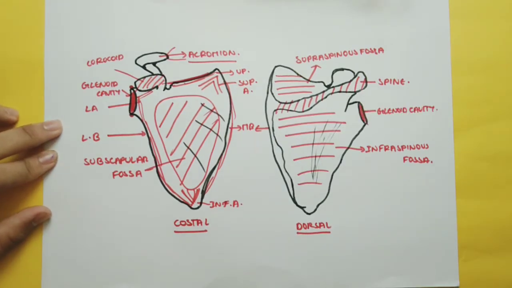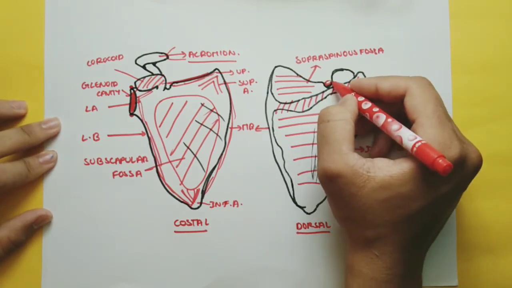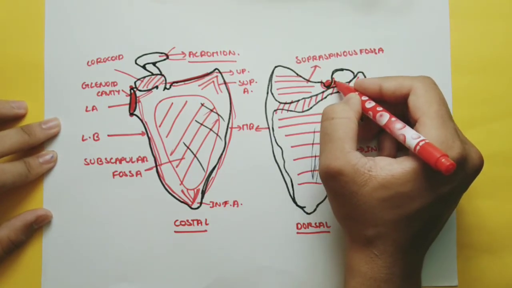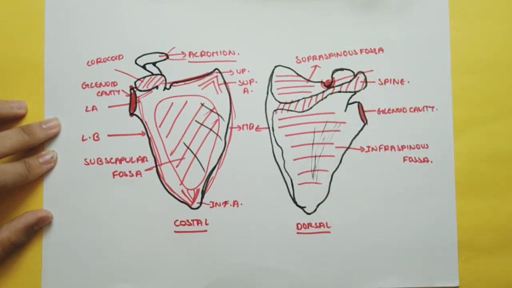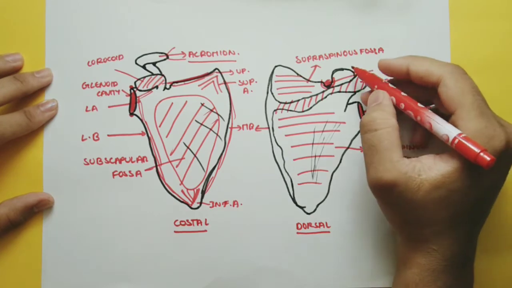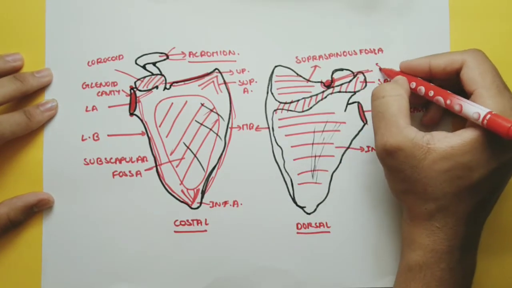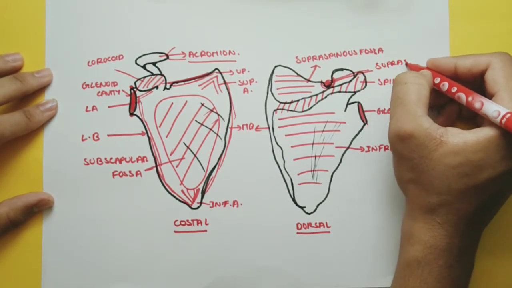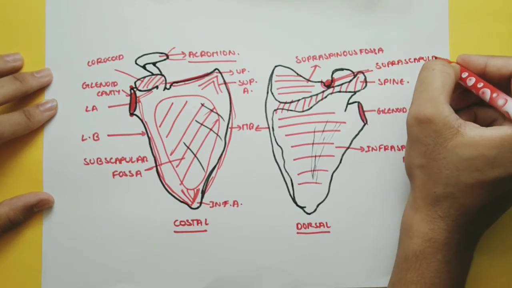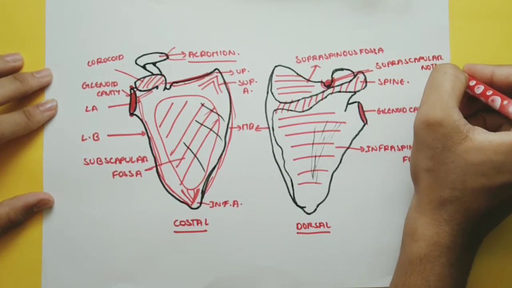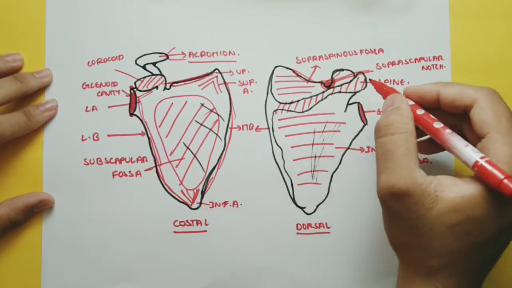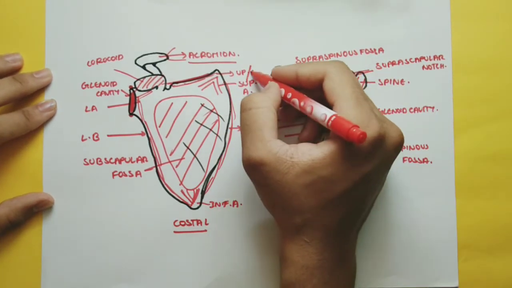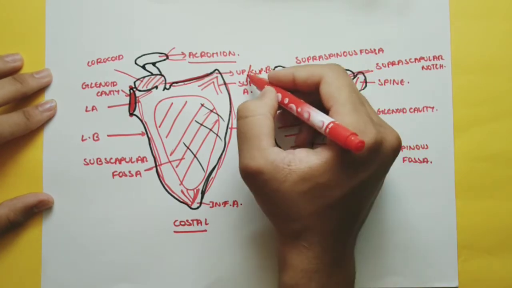There is a small notch on the upper border. This notch is called the suprascapular notch, present on the upper border or superior border.